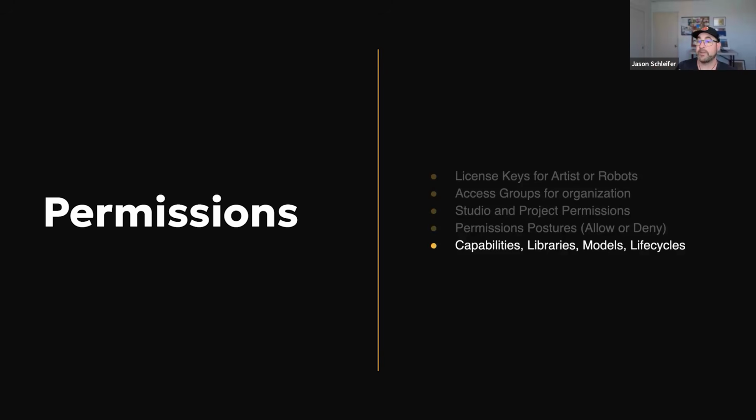And in terms of what you can actually allow or deny, we have capabilities like the ability to use particular libraries or the ability to run arbitrary Python code. We have the ability to choose which libraries artists have access to, choose particular models like a model family or a model provider or a specific model itself, and then life cycles for various nodes or libraries, meaning, you know, can the artist use things that are in development or in labs, alpha, beta, etc., or only stable.